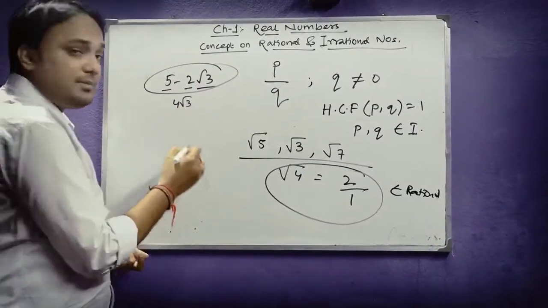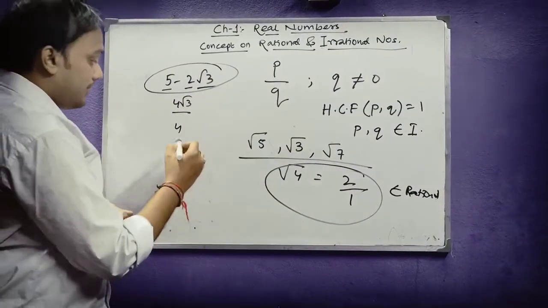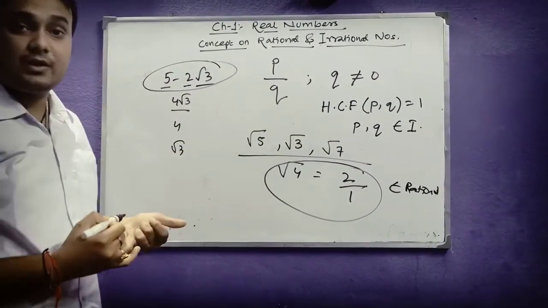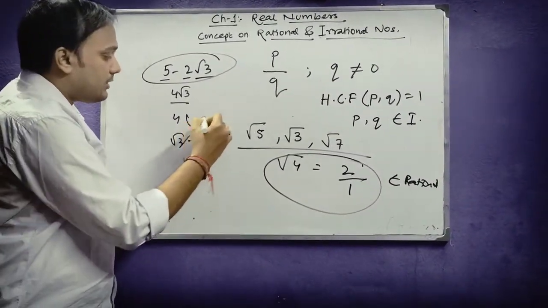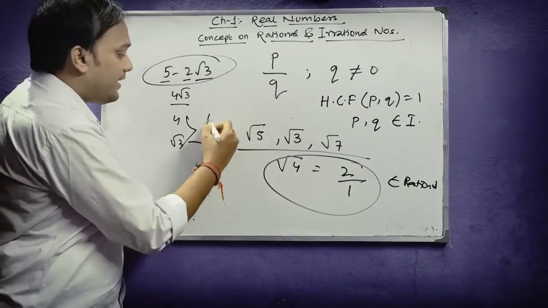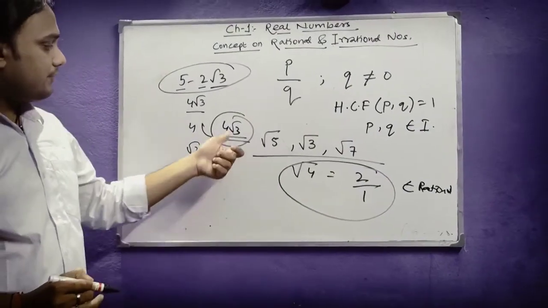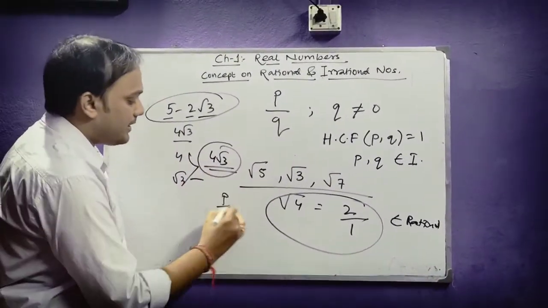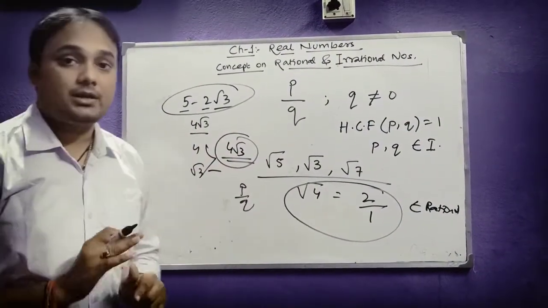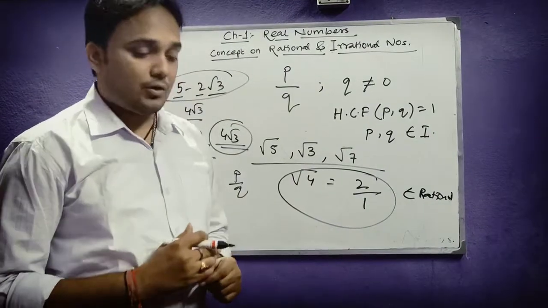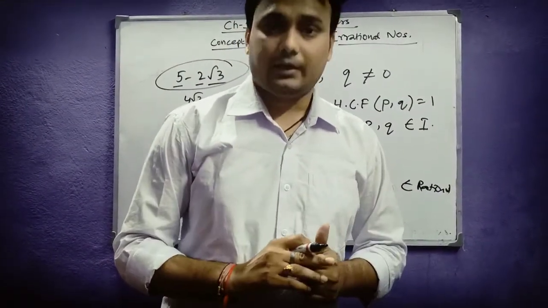Similarly, 4 alone, if it is written, is no doubt rational. And if I write root 3 alone, it is also irrational. But if I combine both in multiplication form, if I write 4 root 3, then 4 root 3 is said to be an irrational number, because 4 root 3 cannot be expressed in the form of p by q, where p and q are integers. Remember, p and q should be integers. In that way you have to express it. If you cannot express it, then that number cannot be said to be a rational number. Then that number will be an irrational number.